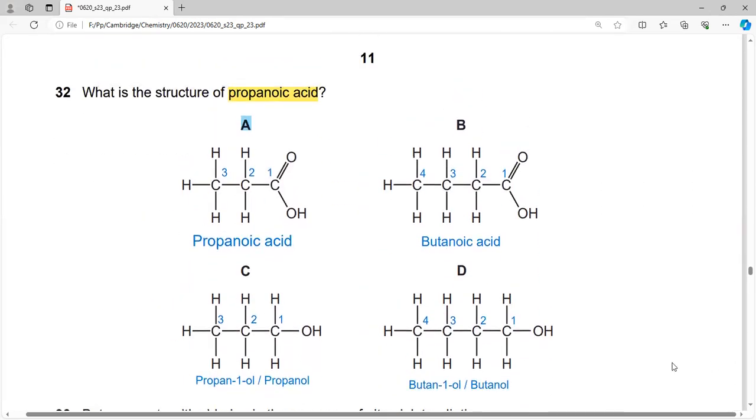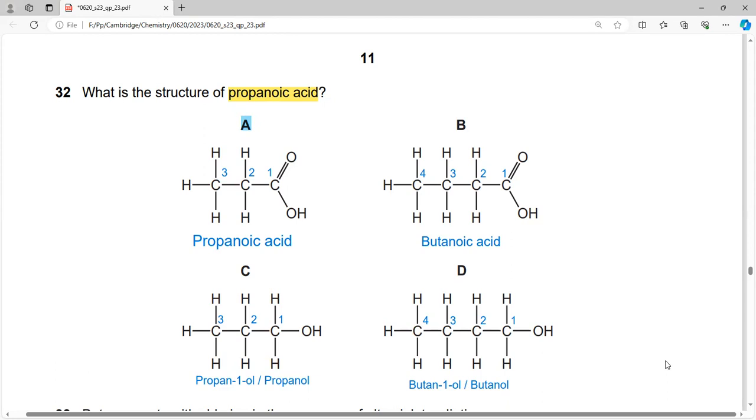We're going to move to question number 32. What is the structure of propanoic acid? In propanoic acid, you can see that A is the correct option. Why? Because there are 3 carbons, and carbon number 1 contains the carboxyl group, with carbonyl and hydroxyl. This carboxyl group is attached to carbon number 1, so that's why it is propanoic acid.